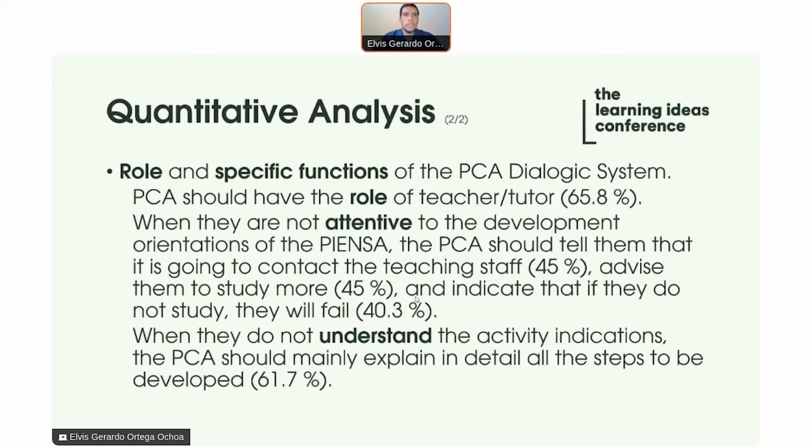Likewise, when they don't understand the activity indication, the PCA should mainly explain in detail all the steps to develop, because it was superior to the options of explaining with one or more similar tasks, giving them hints, tips, and recommendations, repeating orientation as many times as necessary, and reserving questions about the activity. Thus, the results show a framework or specific function of the PCA dialogue system.